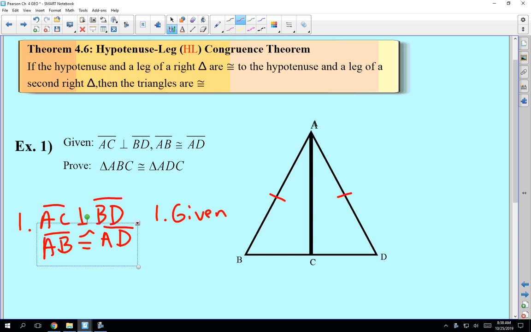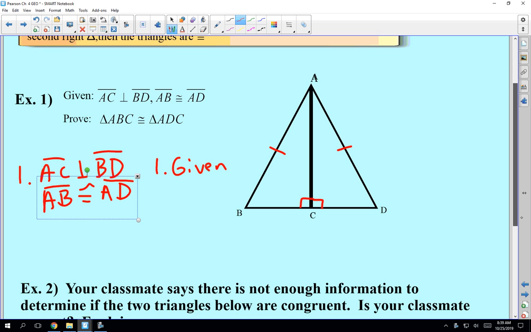So I'm going to copy down the given here. We're given these two triangles here with AC perpendicular to BD. So AC is perpendicular to BD. Let's go ahead and put a little right angle marking there and there. And then AB is congruent to AD. Those represent the hypotenuses of these triangles.